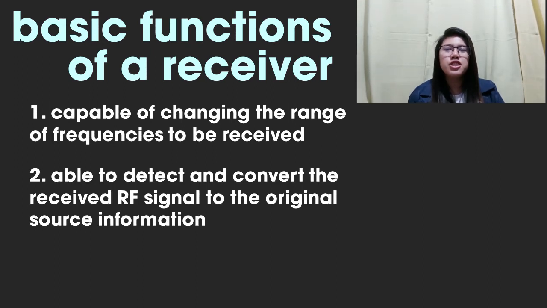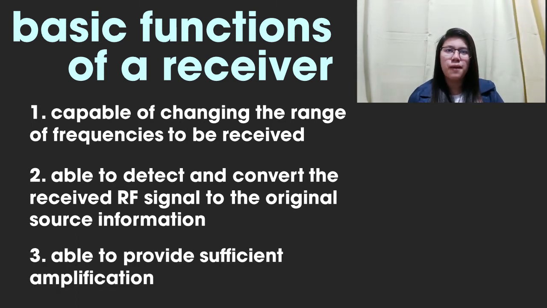Second, the receiver should be able to detect and convert the received RF signal to the original source information. Detection is the conversion of modulated radio frequency oscillations to electric oscillations corresponding to the modulation envelope that directly convey the transmitted information. Third, the receiver should be able to provide sufficient amplification. Amplification is the magnification of the energy of the received oscillations, which are usually very weak, to a usable level.